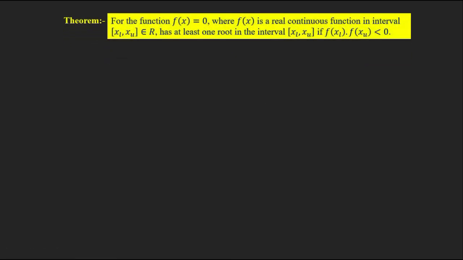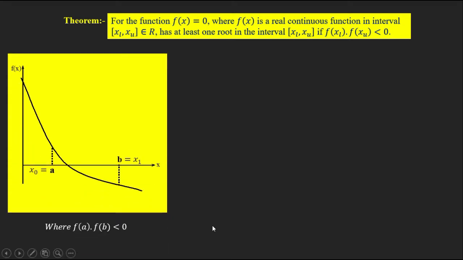Again, we are going to recall a theorem, which is the intermediate value theorem. The intermediate value theorem states that if we have a function f of x equal to 0, where f of x is real and continuous, the function must be continuous in the interval, and at both boundaries the function has different signs, then at least one root must exist. More than one root may also exist, but one root must exist.